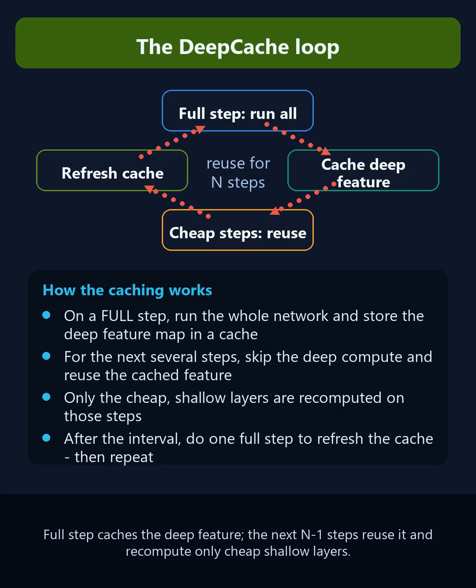Here is the loop. On a full step, DeepCache runs the entire network and stores the deep feature map in a cache. For the next several steps, it skips the expensive deep computation and simply reuses that cached feature, recomputing only the cheap, shallow layers. After a set interval, it does one more full step to refresh the cache, then repeats. Most steps become almost free.